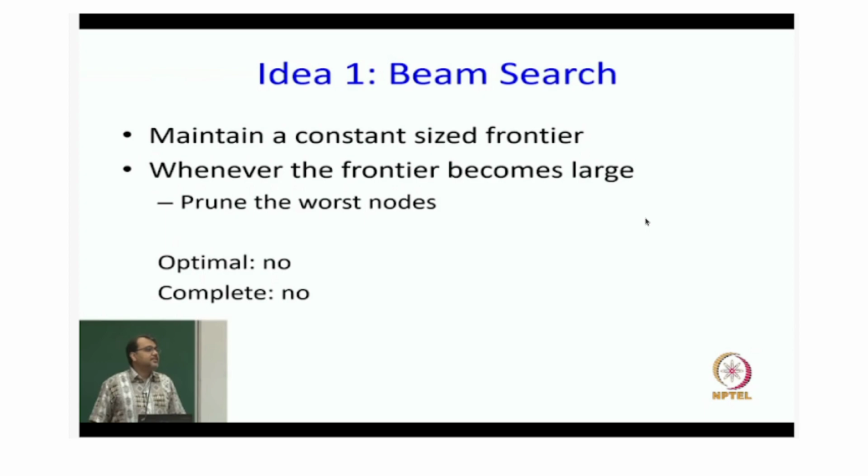Beam search gives one restriction: maintain a constant size frontier. Whenever the frontier becomes large, prune the worst node. So you decide on some constant size frontier. Frontier means how many nodes you are going to keep open with the given expansion. You fix that, and whenever it crosses the limit, you need to prune the worst node. Pruning the worst node means, in terms of cost, the one that is expanding the most, you have to prune it.